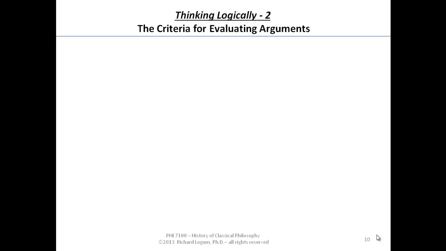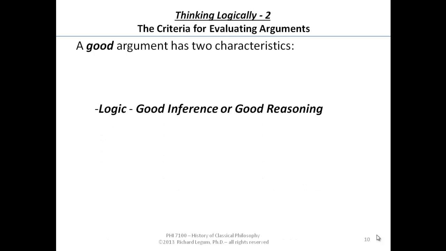I think we can come to some conclusions at this point about the criteria for evaluating arguments. That is, we've seen where an argument can go wrong, and it seems that a good argument is one where it doesn't go wrong in either of the ways that it can go wrong. So a good argument has two characteristics.